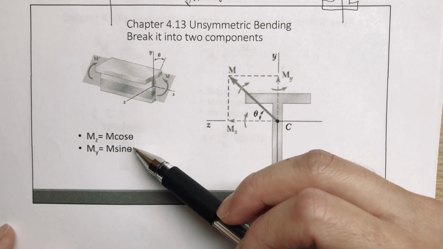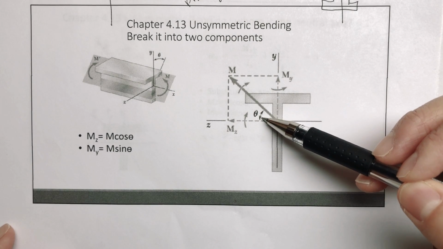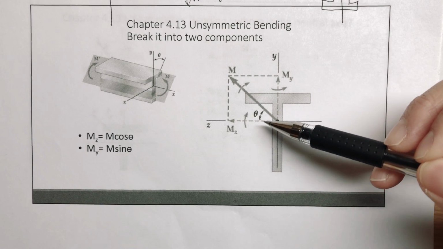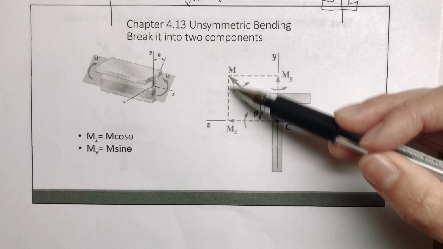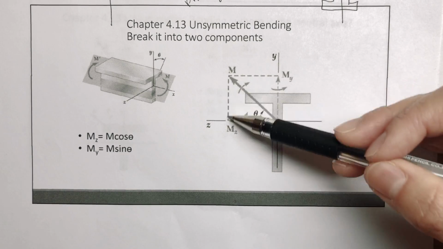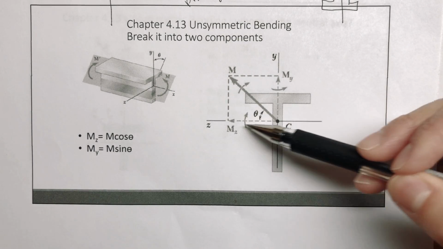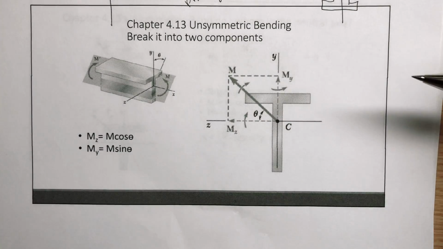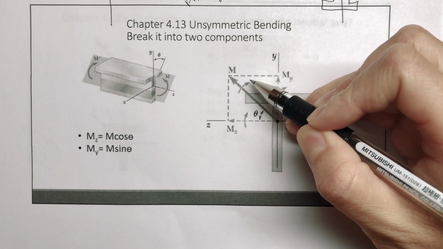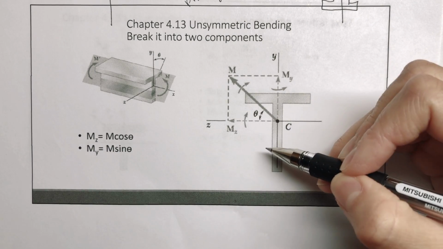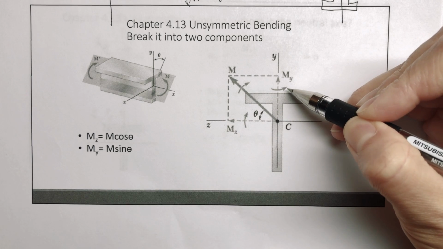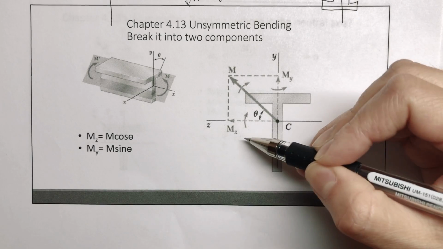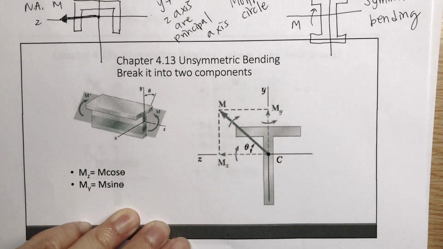Mz equals M cosine theta. This is M, and this is theta. Mz is M cosine theta, so that's adjacent. This is the adjacent vector. Sine is opposite, so it's the vertical vector here. So Mz is M cosine theta, My is M sine theta. Notice also that this moment is going from left to right, so each of the two components is also going from left to right. So when you break it up into two components, make sure you have the right direction. Next slide.